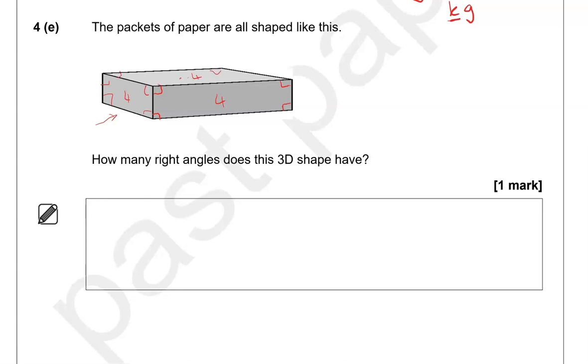So there is top and the bottom, so that's 2. We've got this and this on the back, so that's another 2. And we've got the front and the back as well, which is another 2. So that is 6 faces, but each and every one of them has 4 angles. So 6 times 4, that is 24. That's how many right angles this shape has.